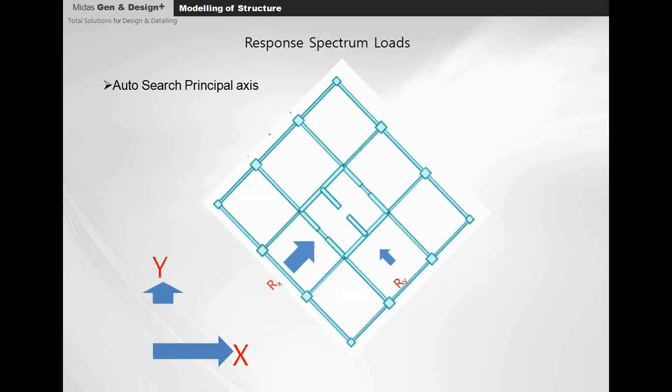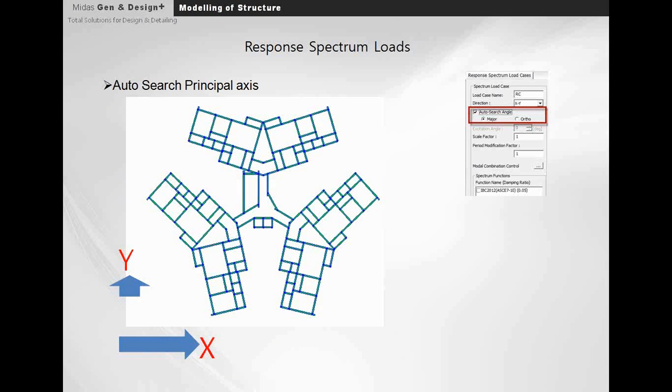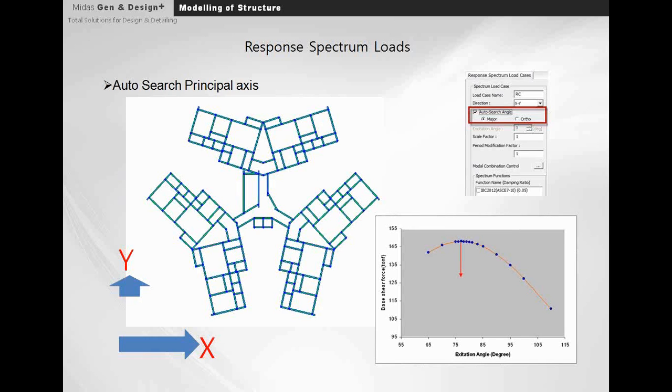Now if it is an irregular structure, like this one, the plan of which is on your screen, engineers generally calculate the principal axis using a graph. You run an iterative analysis, check for various angles, plot a graph, and where the dip occurs, that is where you assign the principal axis. MIDAS Gen automatically finds out that angle for you. All you need to do is to select the auto search angle.